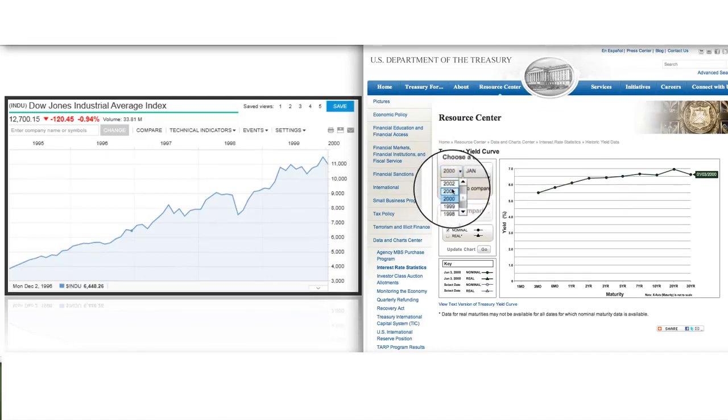So you can change the dates right here. So we put in 2000 January. It must have been on a weekend for the 01 and 02, so we'll just use 03 here. And we hit go, and there's our chart. So this is what the yield curve looked like back in 2000.